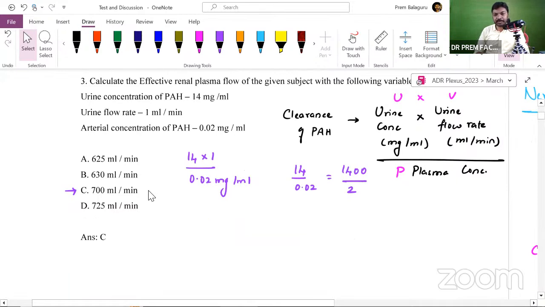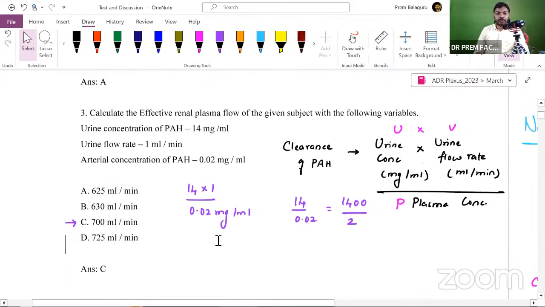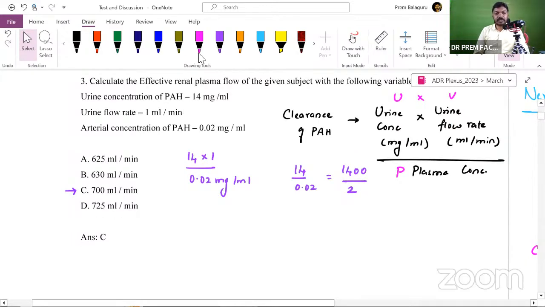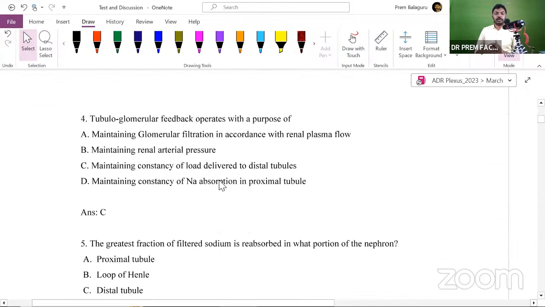Calculate effective renal plasma flow for the given variables, isn't it? All right, people, I hope you're being clear with this question as well. It's 700 ml per minute. Fine. Moving on to question number 4. Tubuloglomerular feedback operates with a purpose.